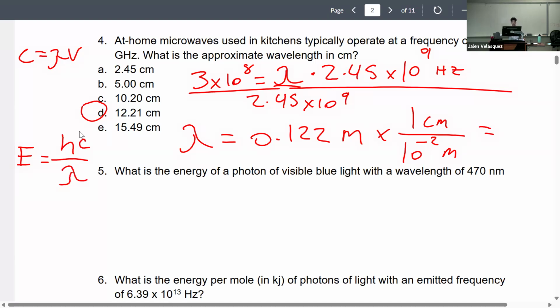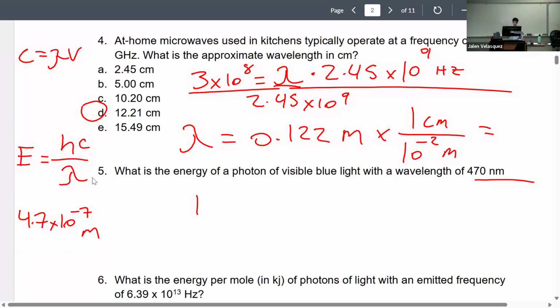This thing writes like an inch away from where I'm writing it. Lambda, what's the other one you can use? H times nu, right? So you choose which one you use based off the information you're given, right? We have a wavelength, so we're going to use the one that has wavelength, right? So, of course, again, you need to convert nanometers into meters. So when you do that, it's 4.7 times 10 to the negative 7 meters.